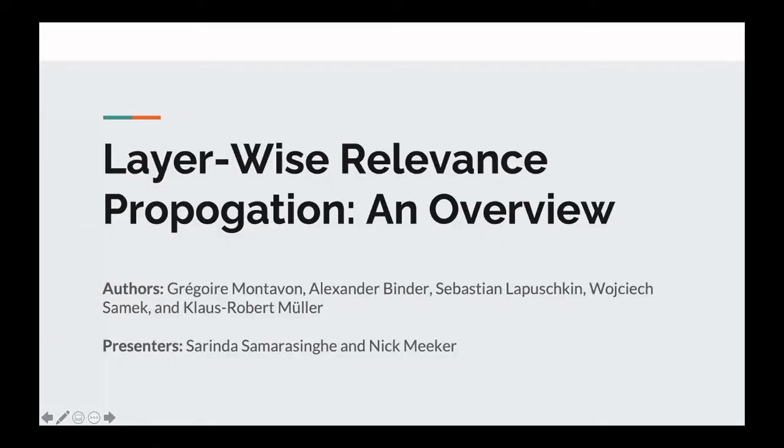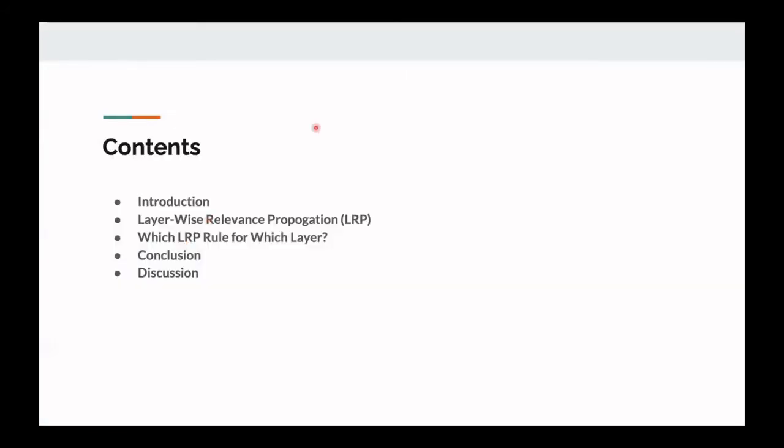Great. So right, I'm Nick, and my partner is Surinder. So we can get started here. For this presentation, we'll go over the introduction from the paper, which basically covers the background and motivation before we talk about LRP itself and the different LRP rules they discussed. And then we can talk about some guidelines for LRP rules for different layers in the network and move on to the conclusion and discussion.